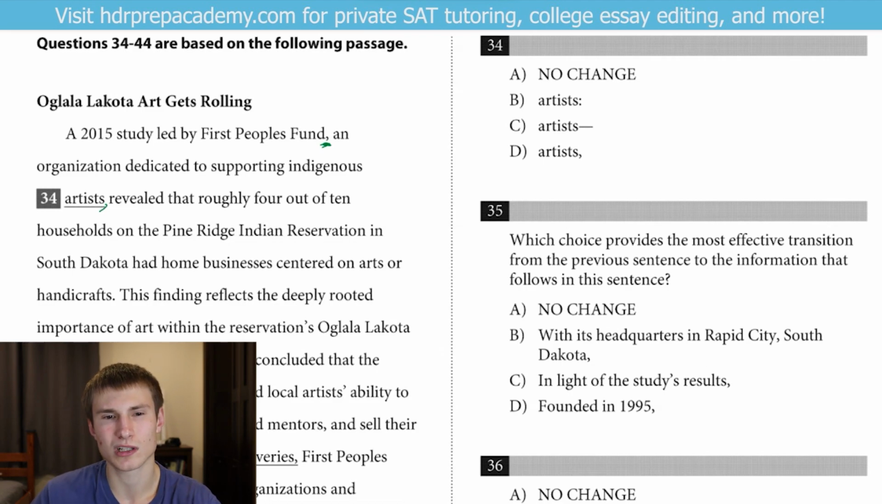In this case, we're ultimately describing what the First Peoples Fund is with this non-essential phrase or clause: an organization dedicated to supporting indigenous artists. If we were to take it out, obviously the sentence would still make sense. Therefore, we have to have that comma after artists, so our answer there is going to be D for 34.